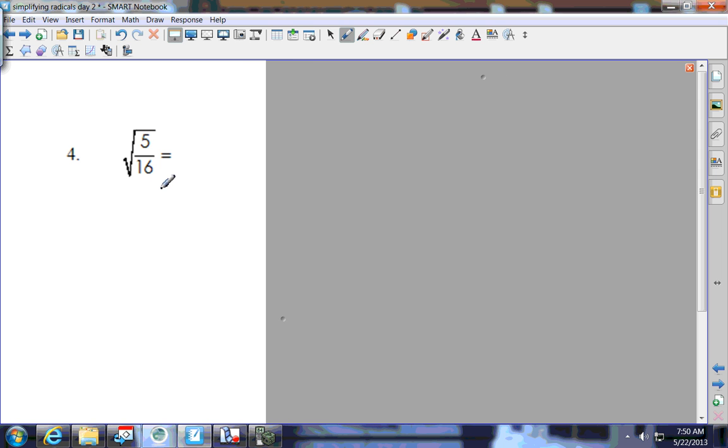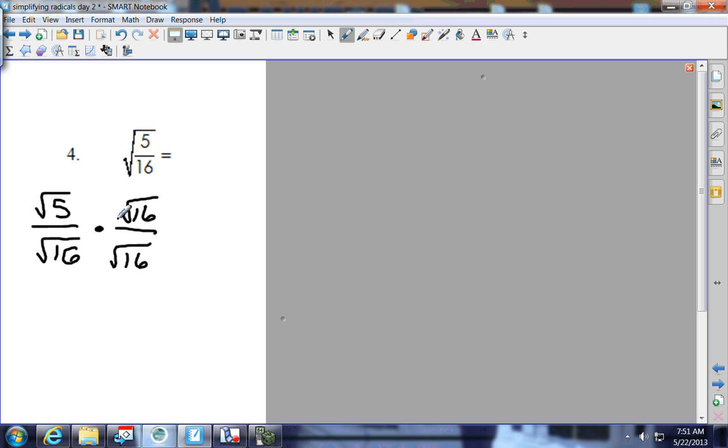This one has a fraction. Okay. Now, to be able to rationalize this, I'm going to break it up like this. I'm going to put square root of 5 over the square root of 16. That means the same thing. But you don't want to have a square root sign in the bottom. The only way we can get rid of that is to multiply this by the square root of 16 over the square root of 16.